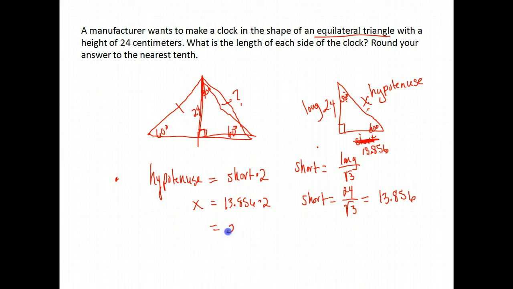When I multiply that, I get 27.712. Okay, it wanted it rounded to the nearest tenth, which is one place after the decimal. I look at that next number as 1, so it's just going to stay. It's not going to round up. It's just going to stay at 27.7, and these were centimeters. Okay, so the height was the long leg in my triangle. I used that to find the short leg, and then used the short leg to find the hypotenuse.